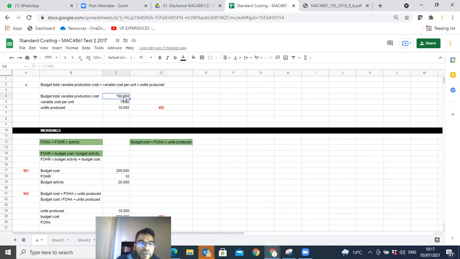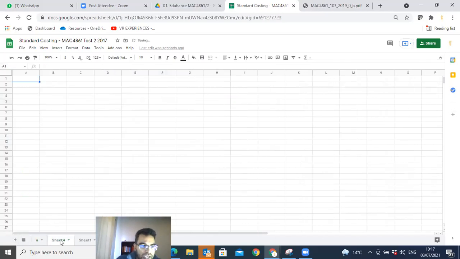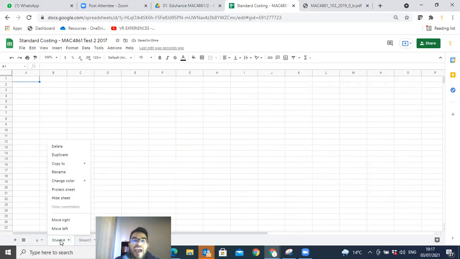So that would be my answer. You can check the solution. I'll check the solution later on to see whether we got the answer right or not. Now we can do part B, because now we have units produced. We needed units produced to get to actual units. Okay, so now we can do part B.